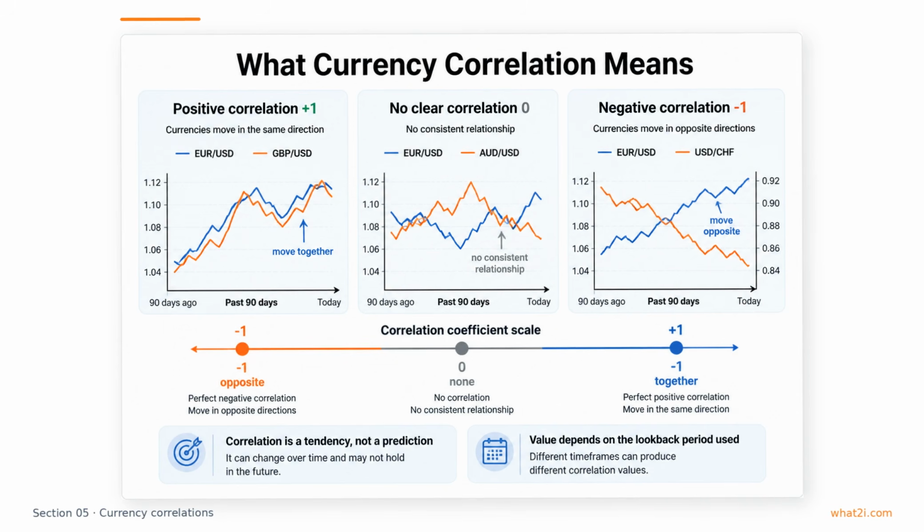This matters because two trades can look separate on your platform while actually expressing very similar risk. Correlation helps reveal whether positions may reinforce each other or offset each other.